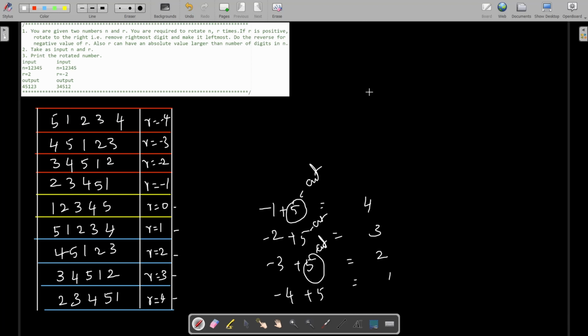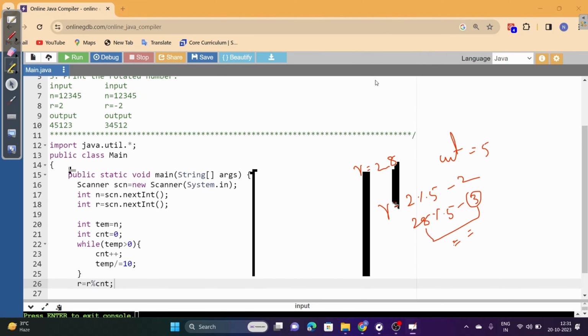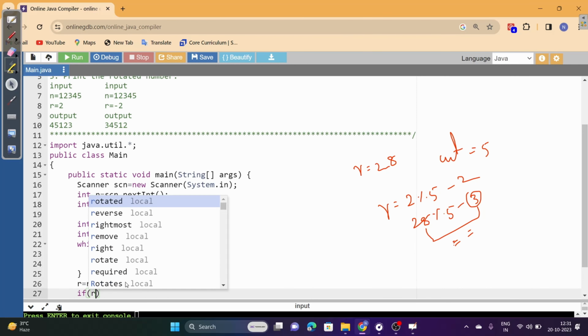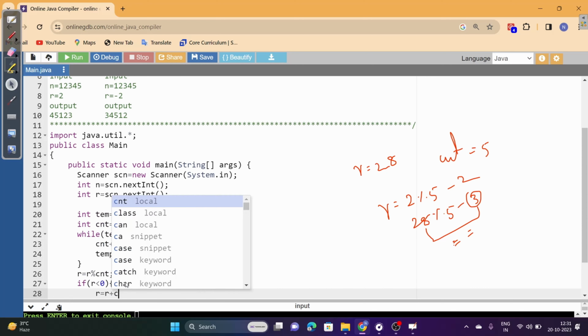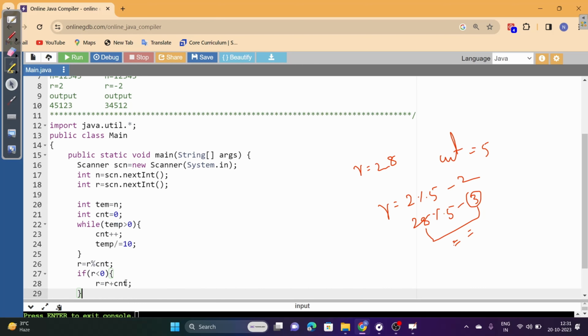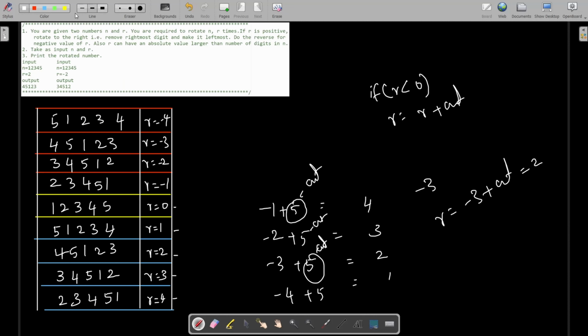So if your rotation is negative, you have to set rotation equal to rotation plus count. Suppose you want to do minus 3 rotation, so your rotation is equal to minus 3 plus count, you will get 2 here. So you have to do 2. That is enough. So if your rotation is less than 0, rotation is equal to rotation plus count. That's it. Okay, so let's go to the problem statement and see how we can solve it.